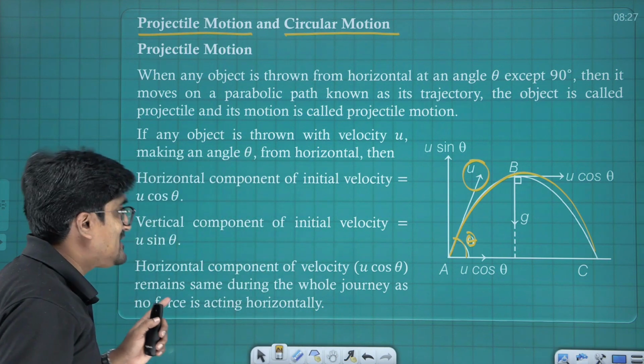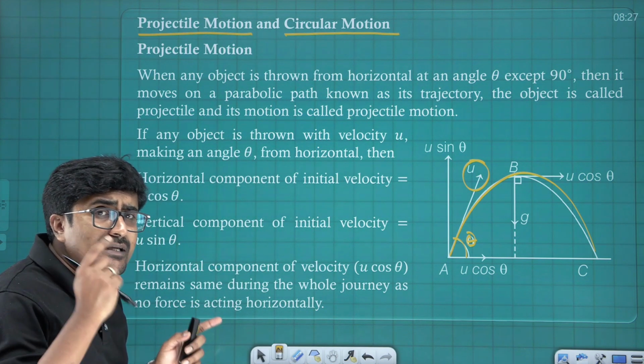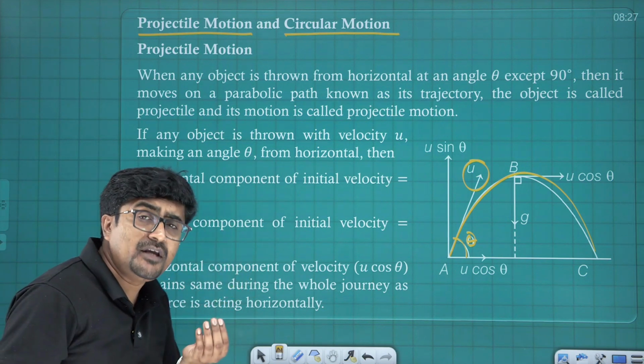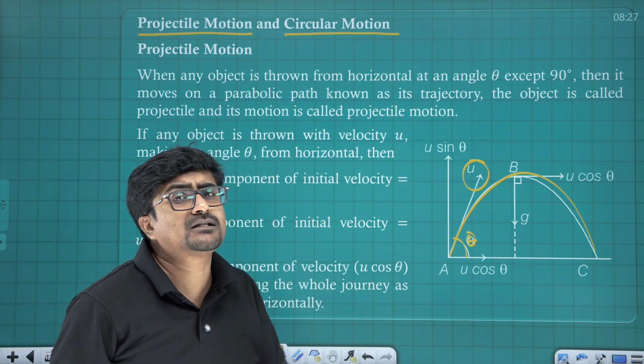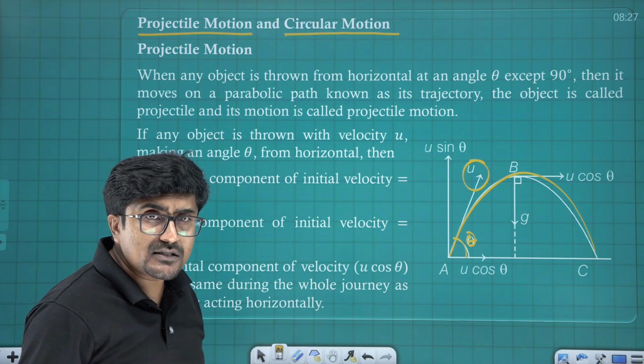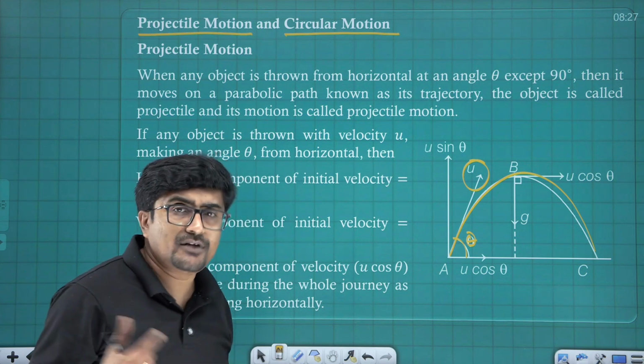As far as projectile is considered, the most important topics that we need to understand from here are the time of flight, maximum height, and the range of the projectile. In all these cases, the u cos theta as well as u sin theta components will appear.